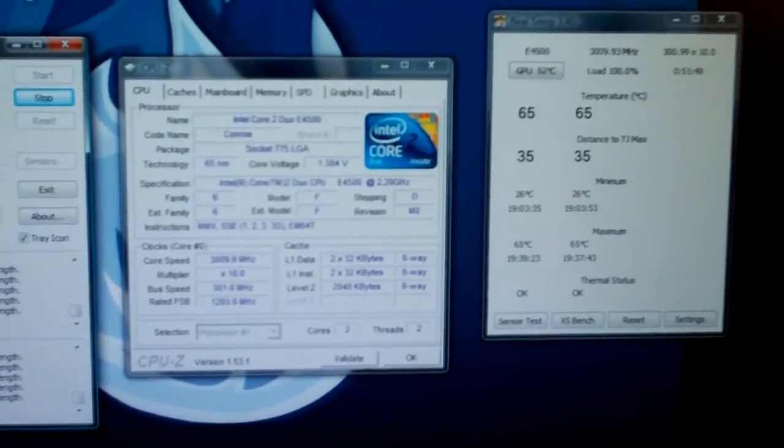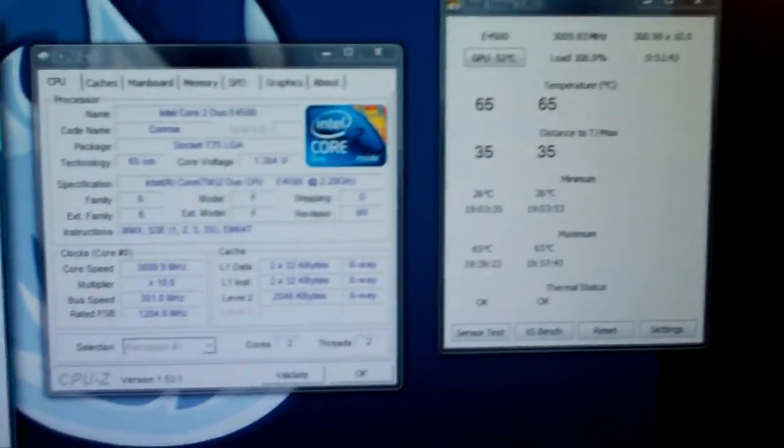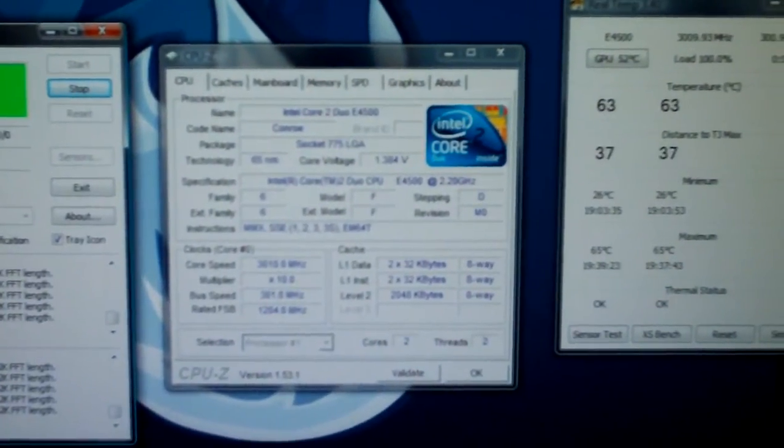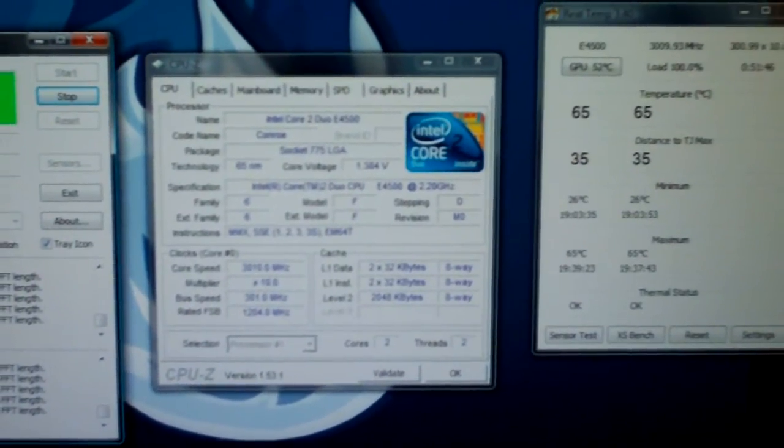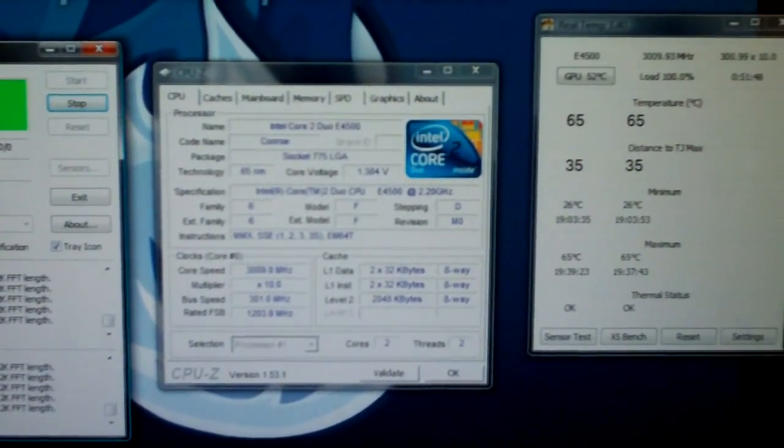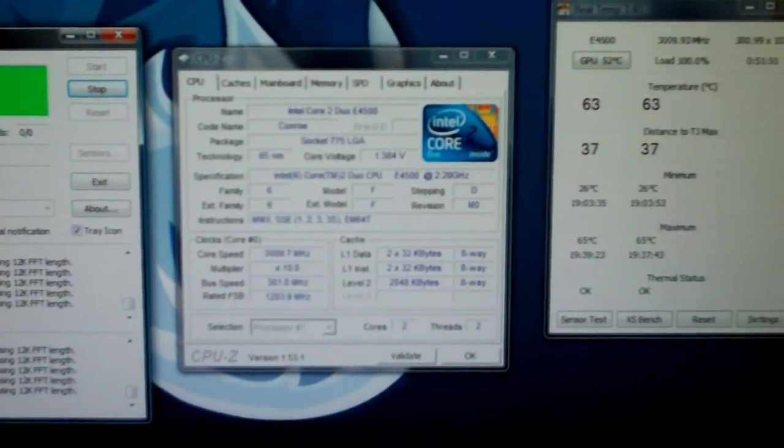GHz at 1.384 volts. I tried to overclock the CPU to give it some more heat to be more realistic to a newer CPU that puts out more heat, like a quad core or something similar.